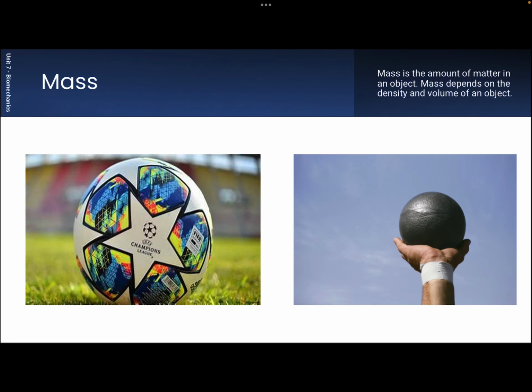Mass is the amount of matter in an object or its resistance to a change in position or speed in response to a force. Mass depends on the density and volume of an object. Mass is a scalar quantity as it has a magnitude but no direction. For example, a football has a mass of 0.43 kg and a shot put has a mass of 6.2 kg. The shot put is greater in density and volume.